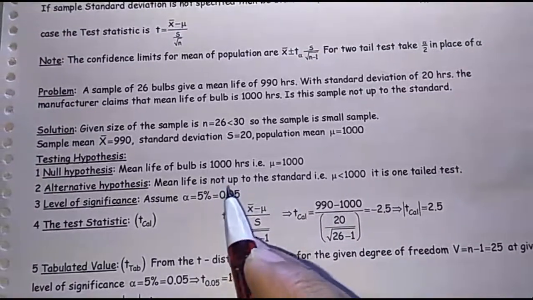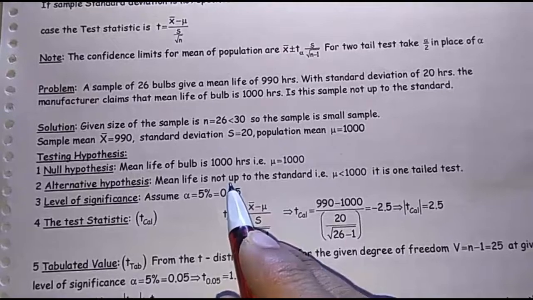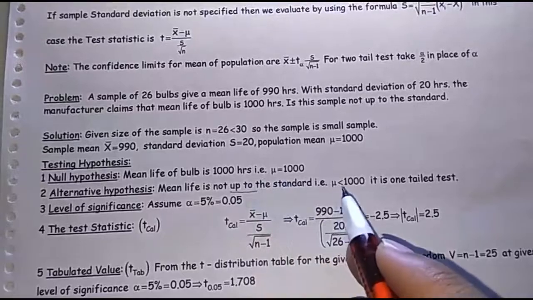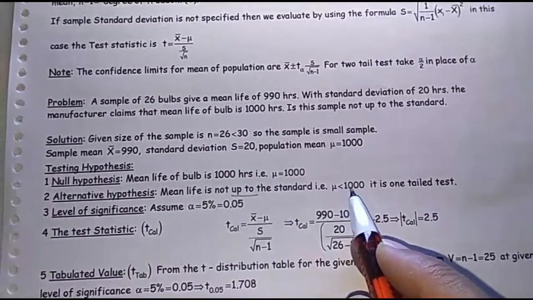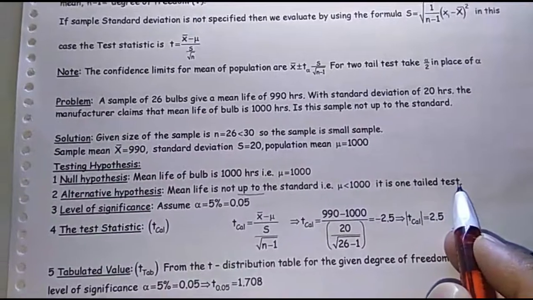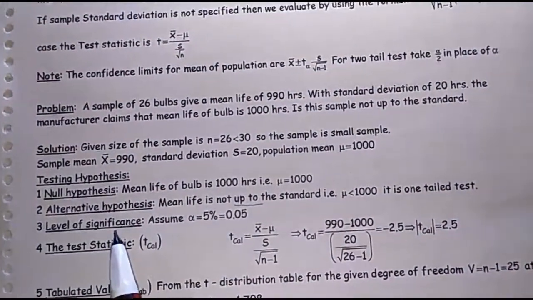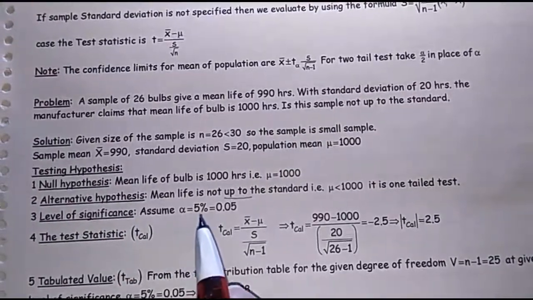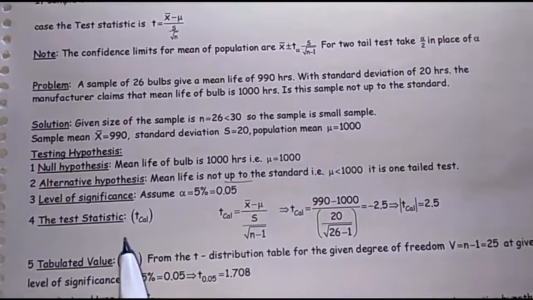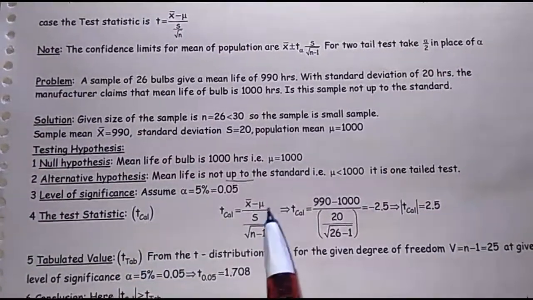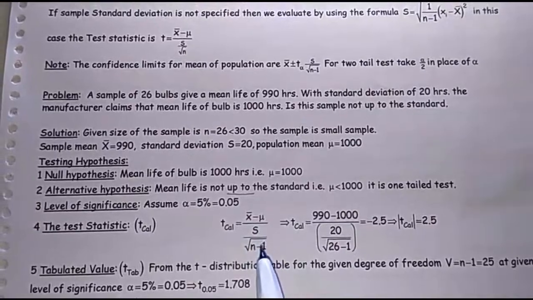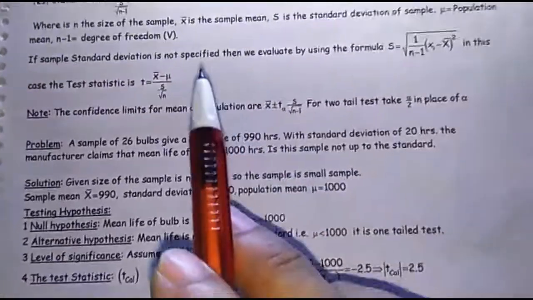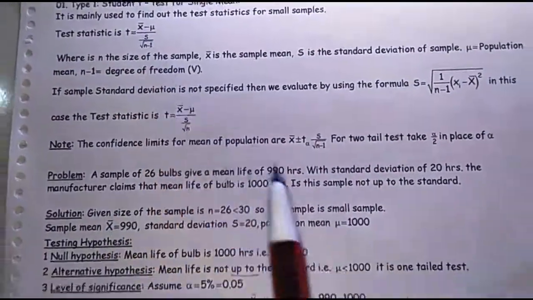Now here we can observe, not up to the standard. So this is the keyword. So this is mu less than 1000. Clearly it is a one-tailed test. Now level of significance. In this problem the level of significance is not given, so we assume alpha equals 5%. Now using the test statistic t cal equals x bar minus mu divided by s divided by root n minus 1. Since here the standard deviation is given, we consider this statistic.